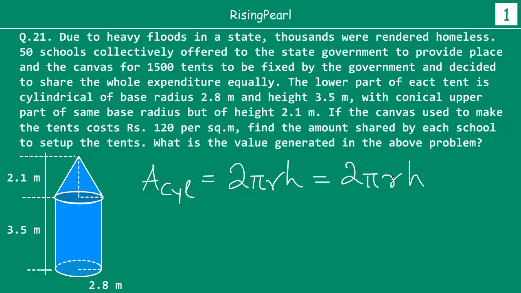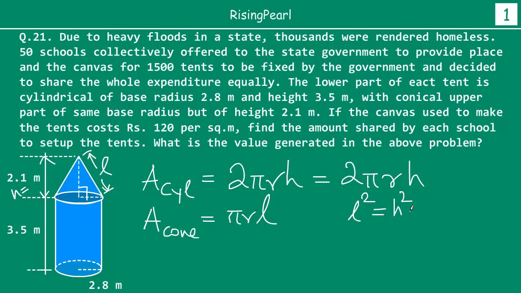Because we know the value of r and the value of h, we can simply plug them in and find the area for the cylinder. Now what about the area of the cone? The formula is pi r l. What is l? l is this length, the slant height. Because this is a right triangle, l square will be h square plus r square.